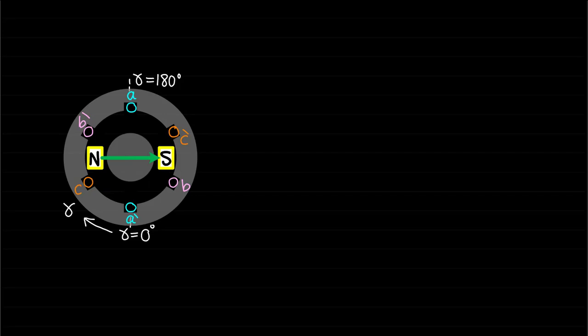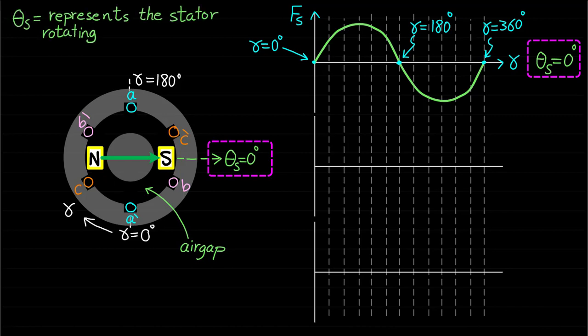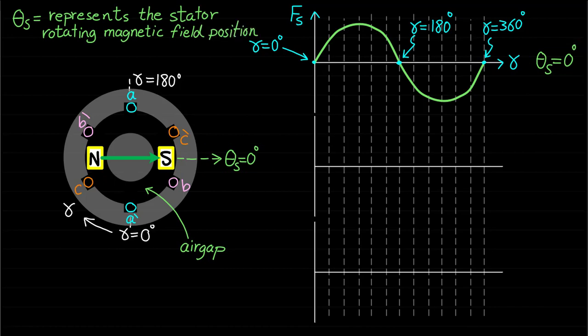Note that these two yellow rotating north and south poles are not actual or physical poles. However, we just use them to visualize the stator air gap rotating magnetic field Fs. This waveform shows the stator rotating magnetic field waveform Fs at theta s equal to 0, where theta s represents the stator air gap rotating magnetic field position.